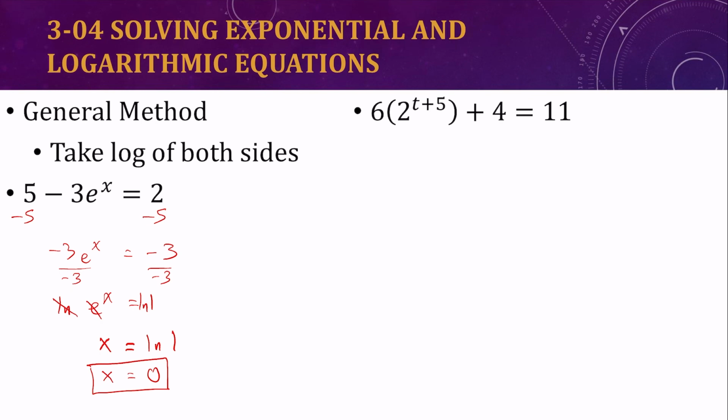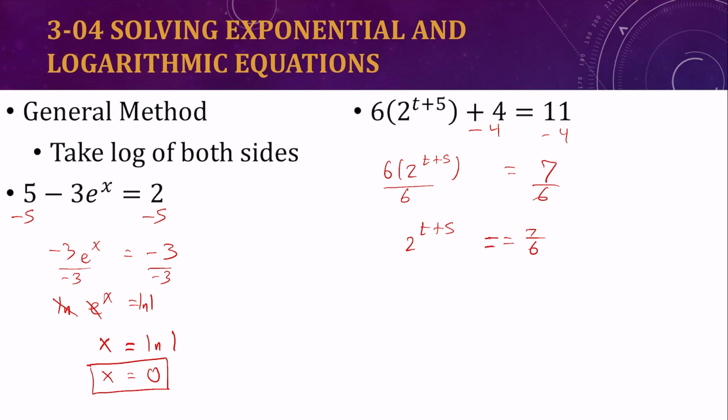Let's try another. Again, we need to isolate the exponential part, so let's start by subtracting 4. And then we could divide by the 6. And now we have the exponential part by itself.